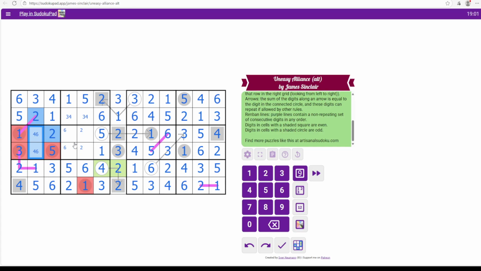Okay, so 2. Oh yeah, 2 has to go. Okay. So we've got 3, 4, and 6 left in that box, and that cannot be 3 because, and that can't be 3. That's a 3.